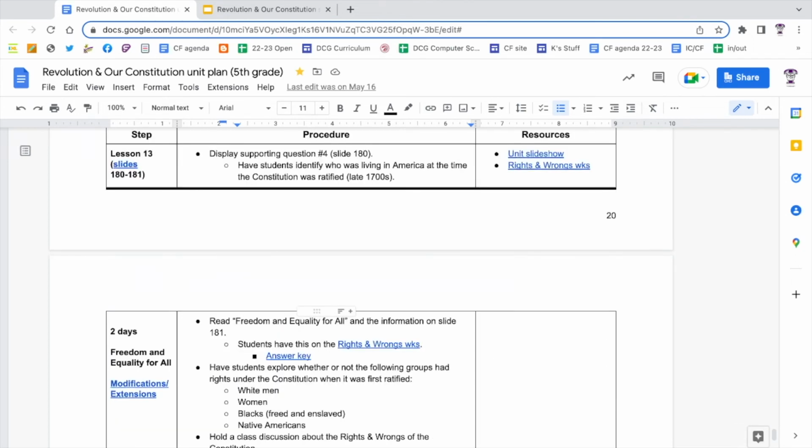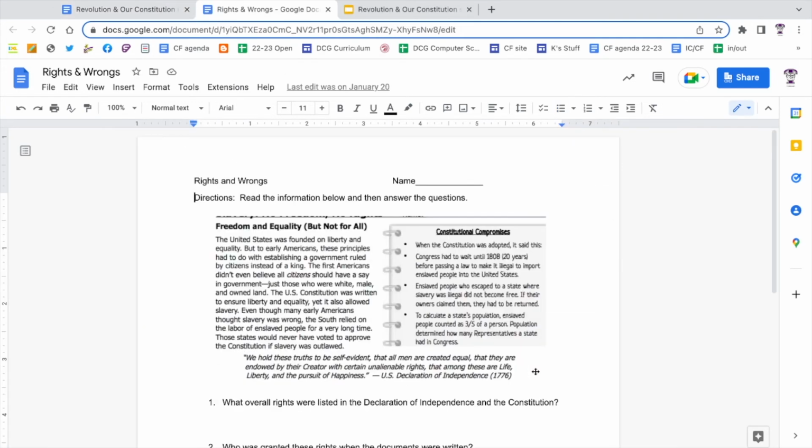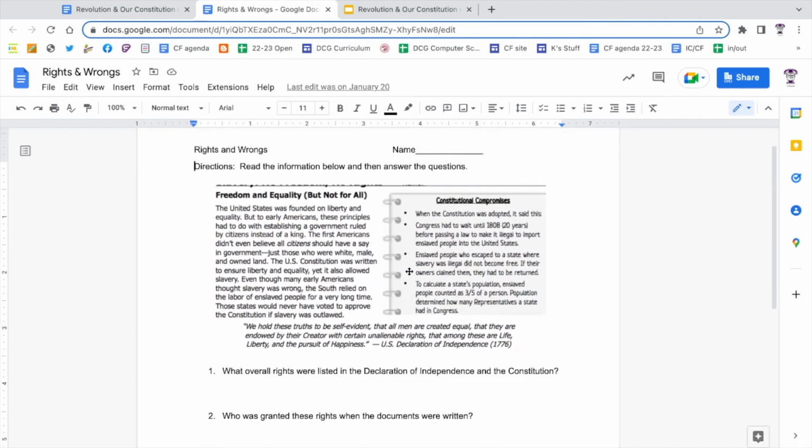So in Lesson 13, we talk about freedom and equality for all, and we use the rights and wrongs worksheet. Again, some of this comes from an iCivics lesson. So we talk about this idea of what is present in the Constitution as well as the constitutional compromises. Students can read the material and use that to help answer the questions on the document.